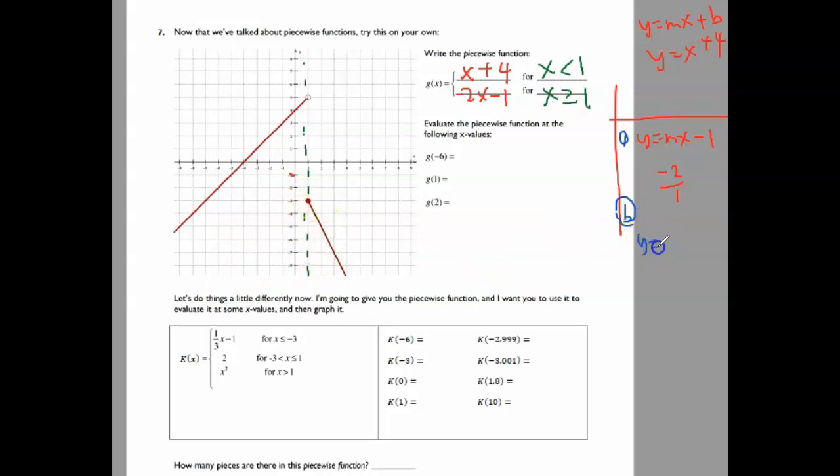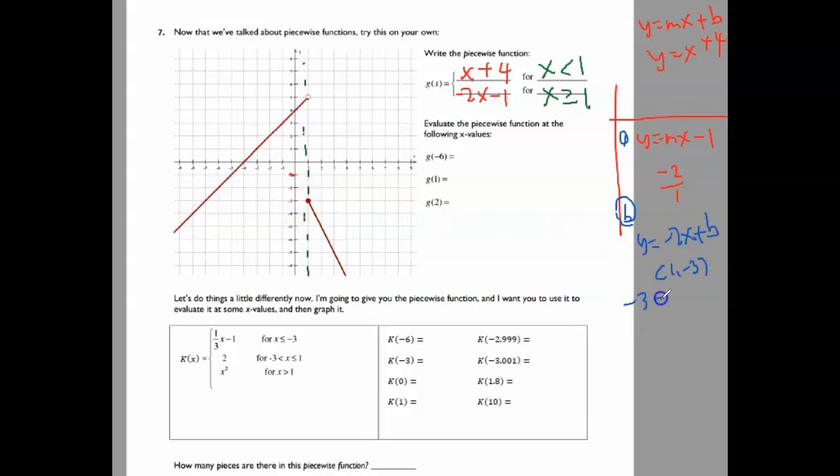So I'm going to do y is equal to negative 2x plus b. Now how am I going to do it? I'm going to pick another point. Well, actually, you can pick that point, it doesn't matter. Which is what? 1 comma negative 3. And plug it in.